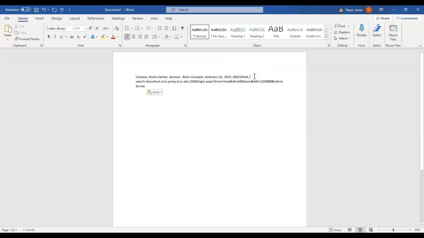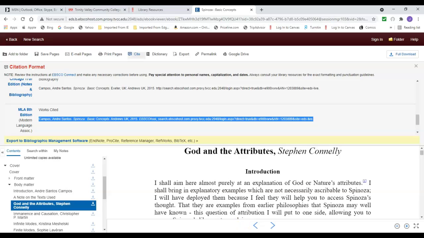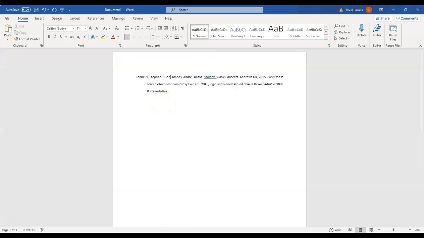I have to fix it just a little bit. And then I want to tab over. There you go, that one. And then what I want to put here, Connolly, Stephen. Then we'll put the title of the article, "God and the Attributes." So that goes in quotation marks. Then I have to fix it one more time. And there you go. And so this is how your Works Cited page for this particular article will look.